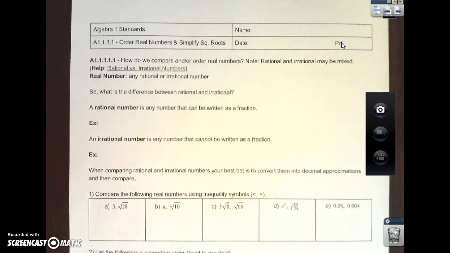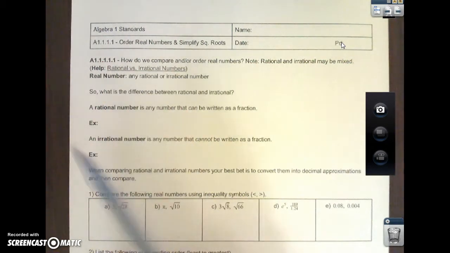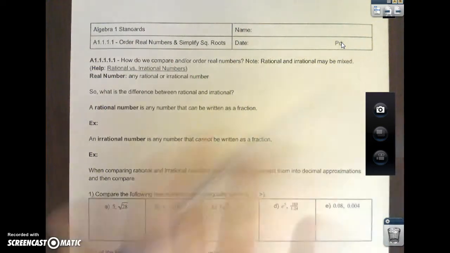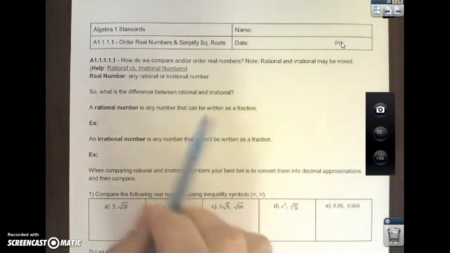So, alright, welcome back, or welcome. Ordering real numbers and simplifying square roots is what we're going to take a look at today. Now, the links are online. Please realize that there are some additional links in all of these pages that will help you if you would like additional support. This is for you guys to take a look at. So, without further ado, here we go.